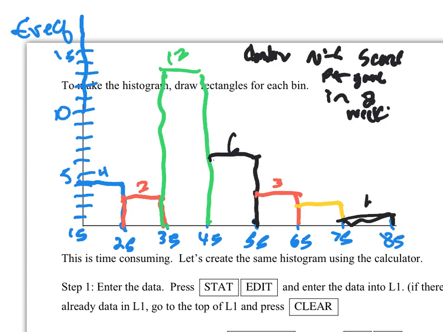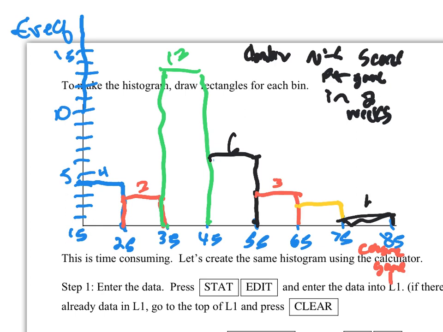I didn't label the axes. So what is this going to be? I got to label that axis. X is going to be scores. It was combined game total. Okay, good.